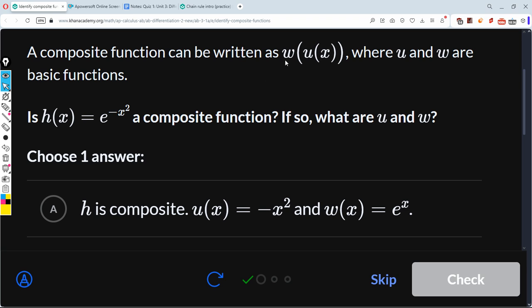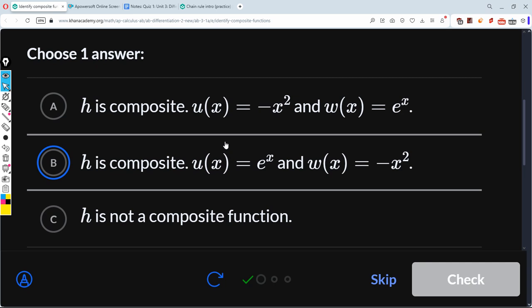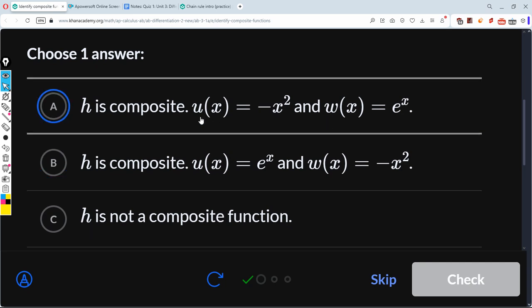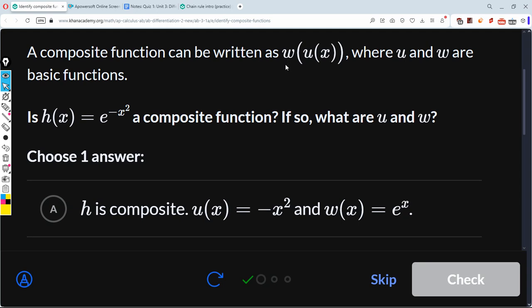All right, a composite function can be written as w of u of x. Is h of x equals e to the negative x squared composite? If so, what are u and w? Same type of answers, but instead of writing inner and outer, they used u and w. I accidentally said v. They used u and w. So clearly w is the outer and u is the inner. Let's test each one.